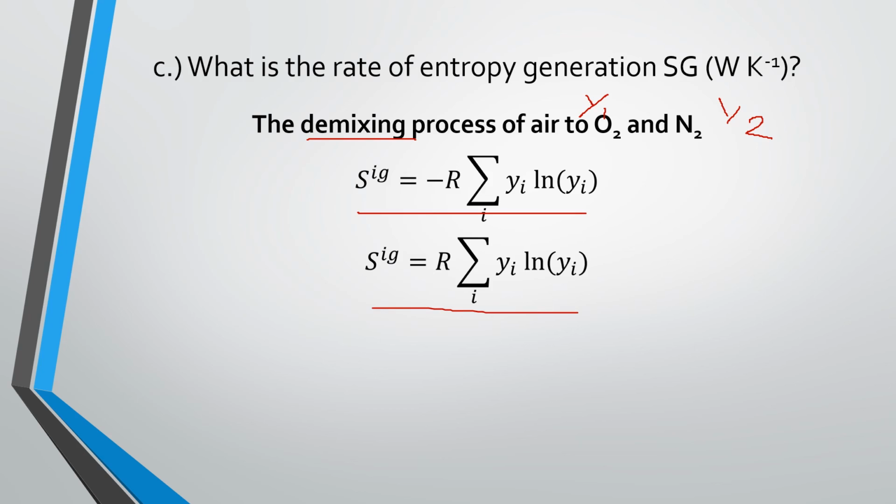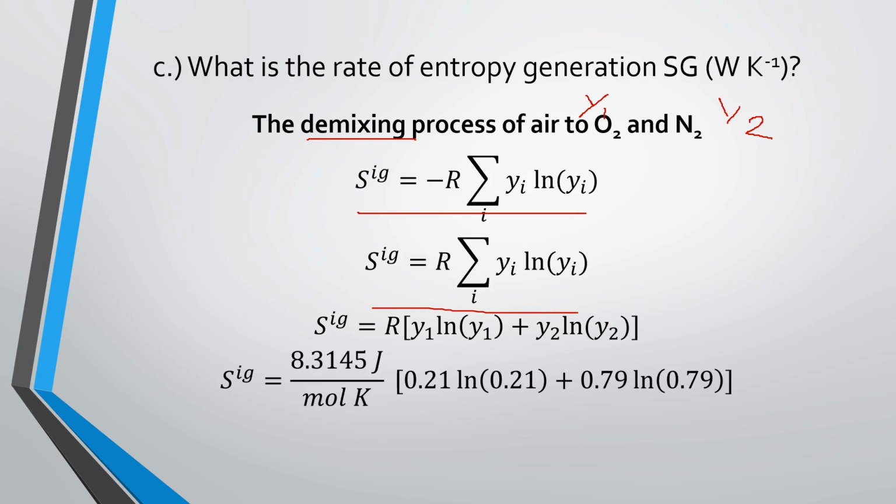In this case, the formula expands to this one. Substituting the y1 and y2 values obtained from the given values results in this equation, where R is equal to 8.3145 joules per mole K. Simplifying, the entropy of the demixing of air is equal to negative 4.2739 joules per mole K.